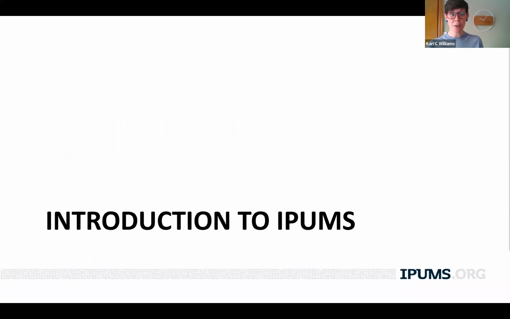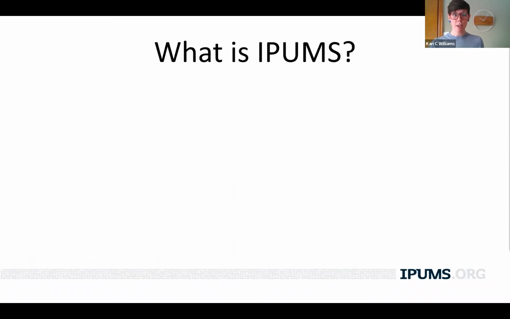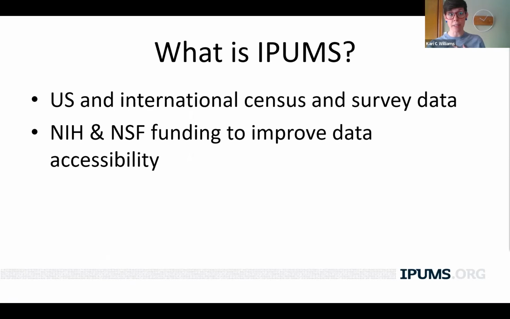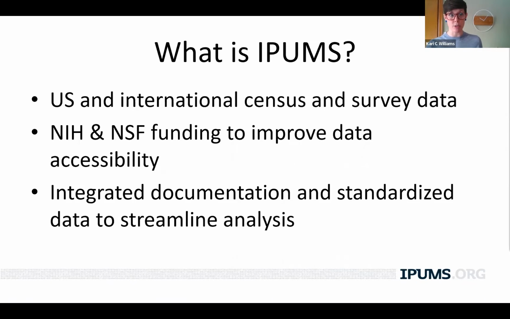With that, I'll go ahead and get started with an introduction to IPUMS. So what is IPUMS? IPUMS provides US and international census and survey data. These are data that are being collected by national statistical offices or other government organizations, or sometimes foundations. So we're taking those data that are already available, and then we get funding through the National Institutes of Health and the National Science Foundation, among others, to improve data accessibility. That's why IPUMS exists at its core.